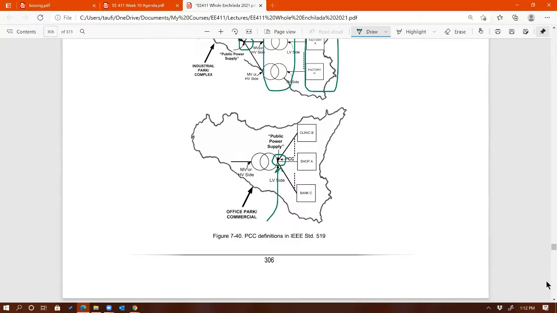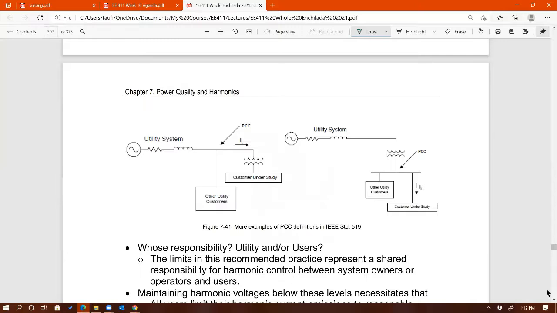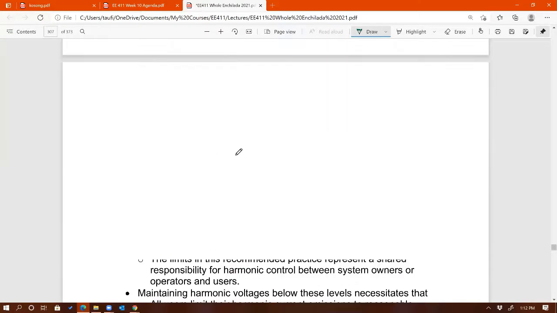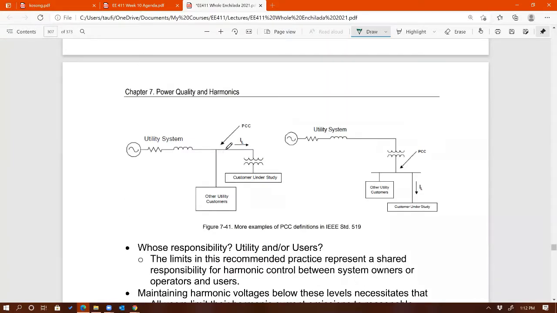Any question on this? Okay, just more examples for point of common coupling. This is the high voltage side, so this must be an industrial user, and on the low voltage side, that must be residential as well as commercial loads.